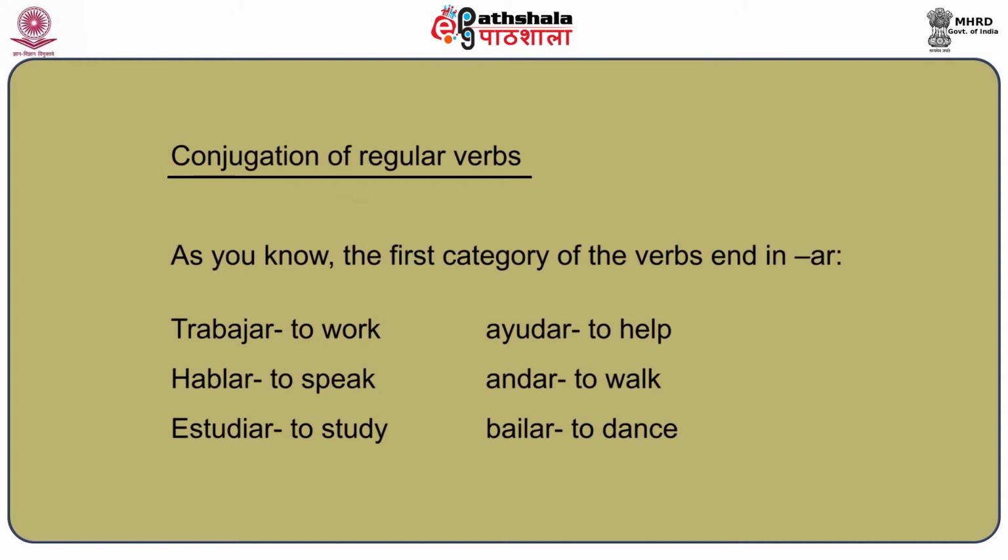Now, to remember the conjugation of a regular verb, it is important to remember the endings of its six conjugations. So, in order to explain it in a better way, let's start with the first category of the verbs, which ends in AR. Here are a few verbs which end in AR. As you can see, the verbs are trabajar, hablar, estudiar, ayudar, andar y bailar.